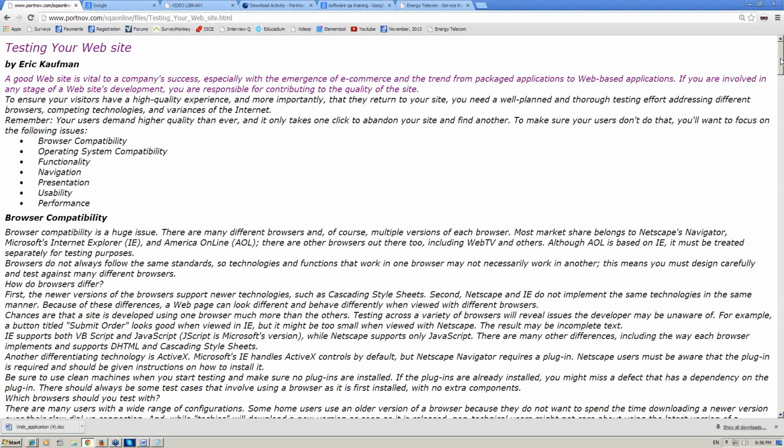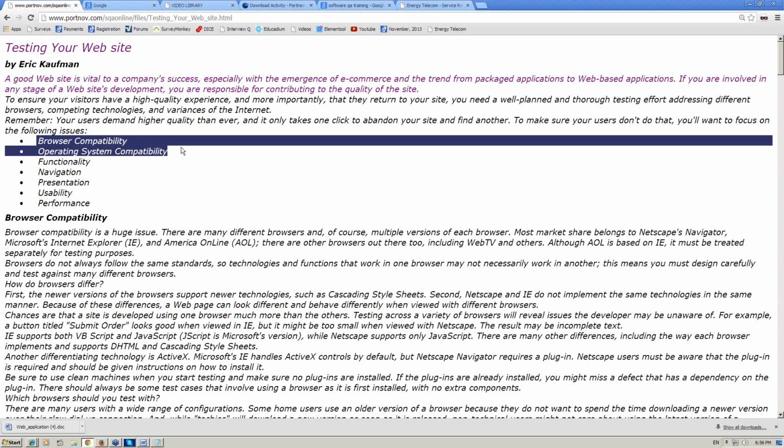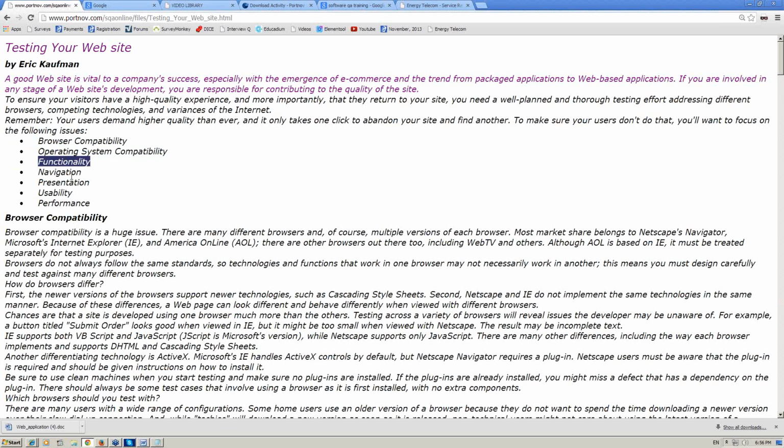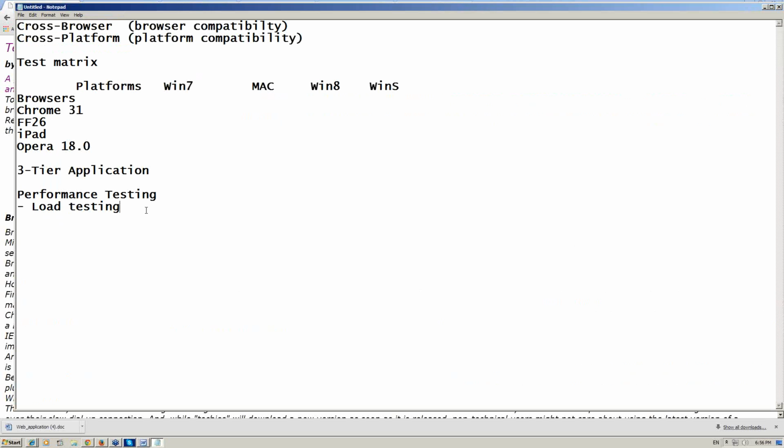But the good thing is the fundamentals are still there. Look at what he is talking about. He is talking about browser compatibility and operating system compatibility. Guys, today it is much more critical than ten years ago, because companies which are making browsers are not paying that much attention anymore. So we have to take care of that. Functionality testing is pretty much the same. Navigation. Let me explain what navigation means to us. Okay, navigation, let me go back to that one.